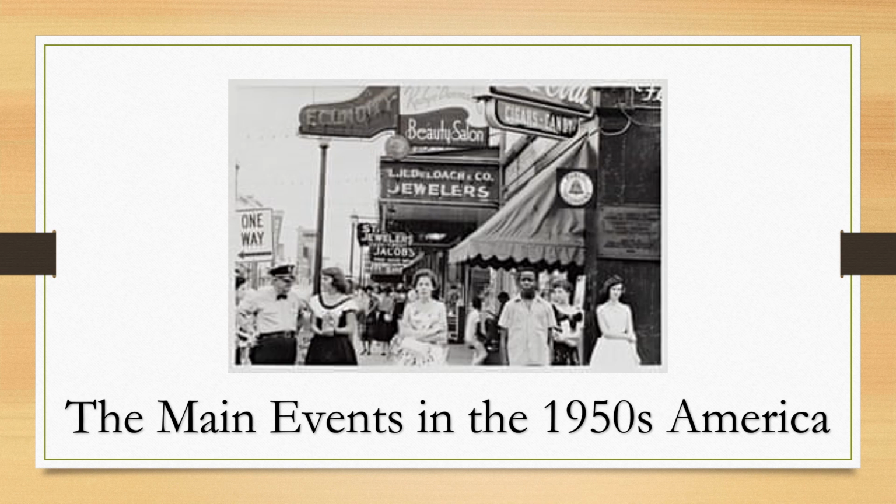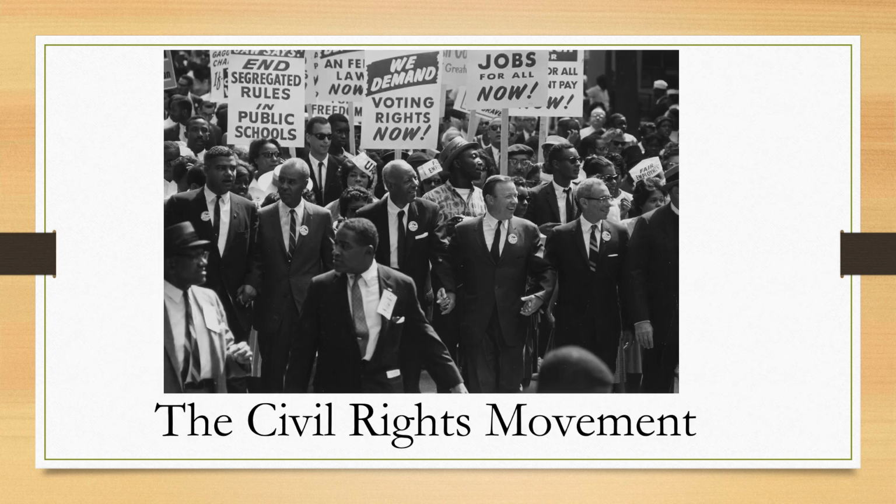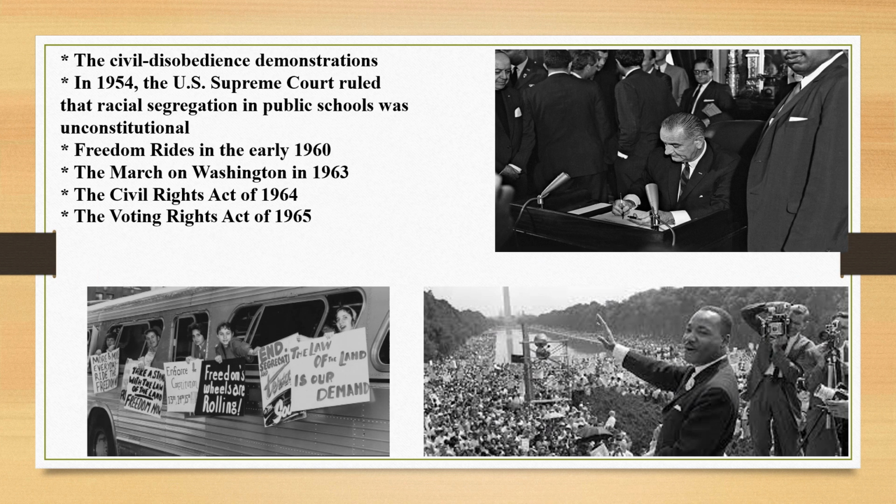In addition to that, we can include the following events and their possible effect on the work: the Cold War and Red Scare, the Korean War, the Great Depression, the Cuban Revolution of Fidel Castro in 1959, the Vietnam War, 1960s, and most importantly, the Civil Rights Movement. You can elaborate on Rosa Parks, the bus incident, and Martin Luther King, who both lived in Alabama, Lee's hometown. You can also include any other events that you think were important, as you can see in these slides.